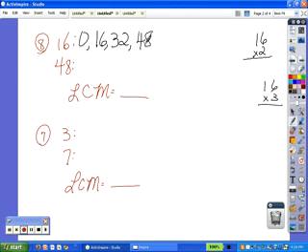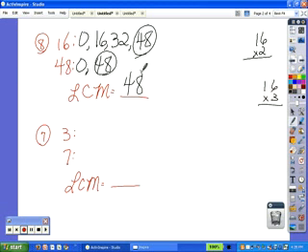Now 48 does match the other number here, so we don't have to keep listing the multiples of 16, because of course in our 48 times tables we are going to have a 48, and 48 is our match. That's the least common multiple.